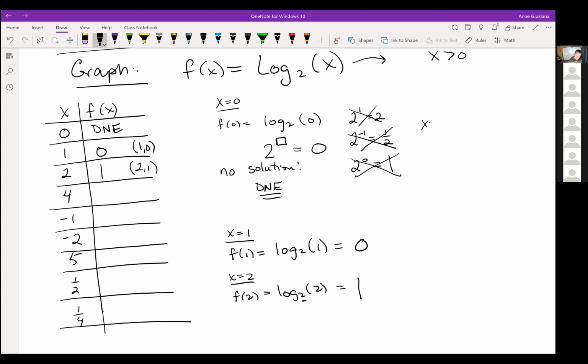All right, let's try x is 4. f of 4 is log base 2 of 4. 2 to what power gives me 4? 2. If you are not sure, you can stop and think, okay? If it doesn't pop right out at you, it's just that these are exponents we know fairly quickly. All right, let's try 5. I'm sorry, -1 is next. So if I plug in -1, 2 to what power will give me -1?